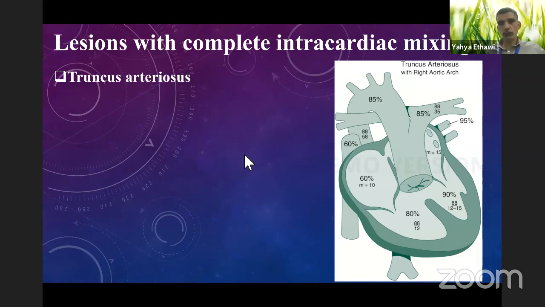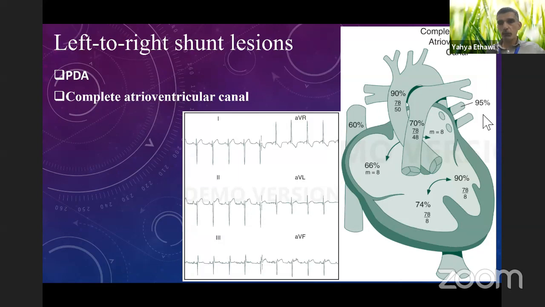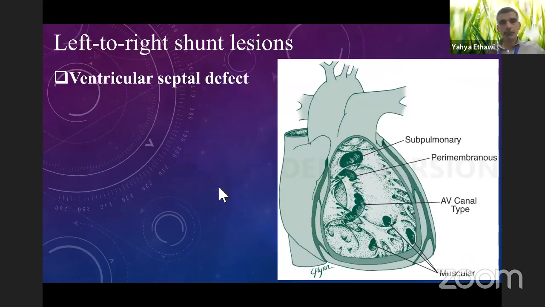Truncus arteriosus, when you have one major vessel. Total anomalous pulmonary venous return, and you can see that these veins are joined to a confluence, and the confluence went down, and it's infracardiac and it's obstructive. You can also have single ventricle. You know, the PDA, we're talking about congenital heart disease, complete atrioventricular canal, ventricular septal defect. There are various types. There is muscular, there is membranous.